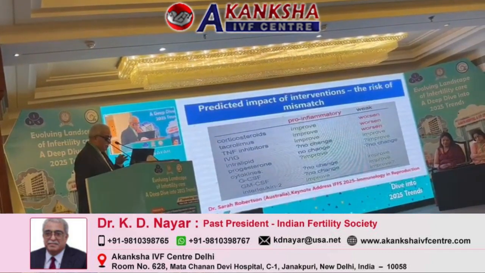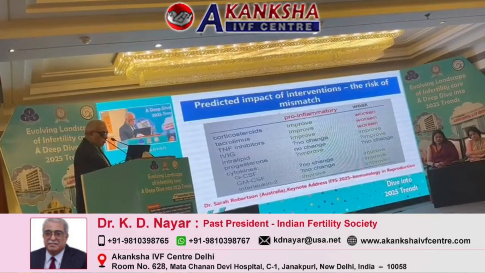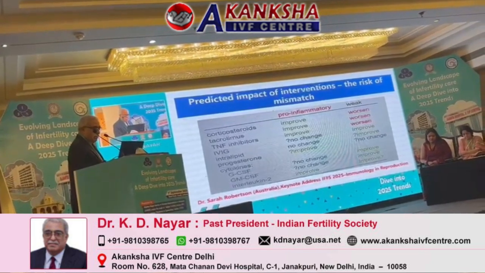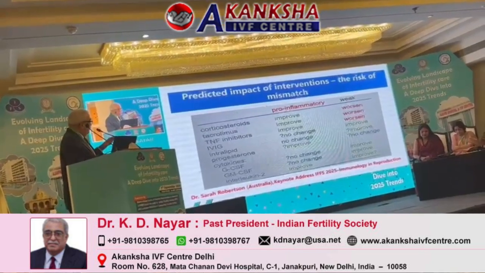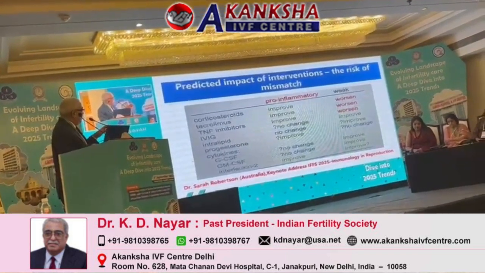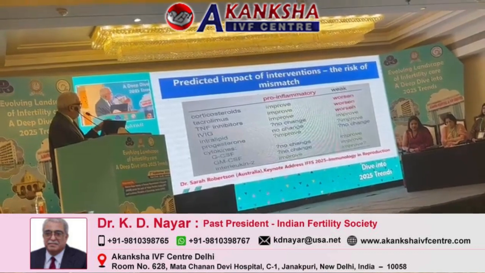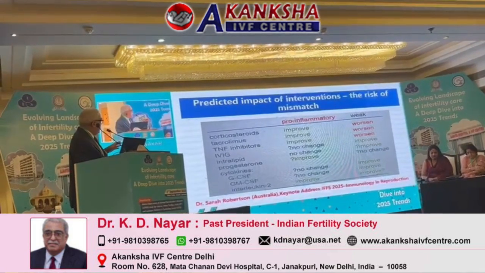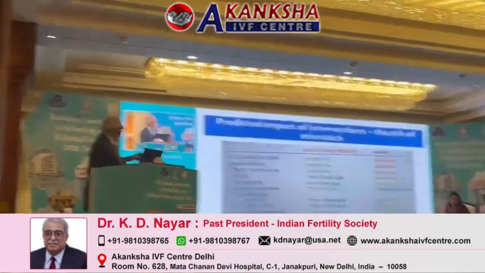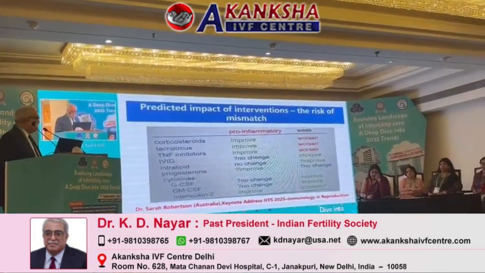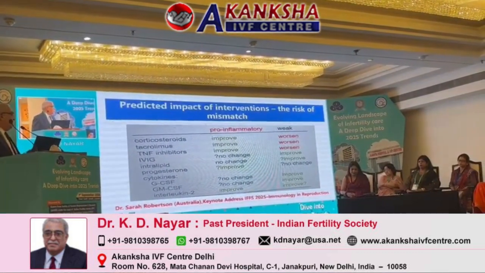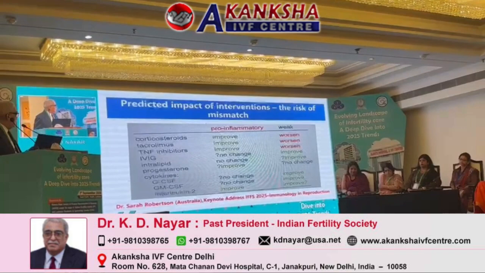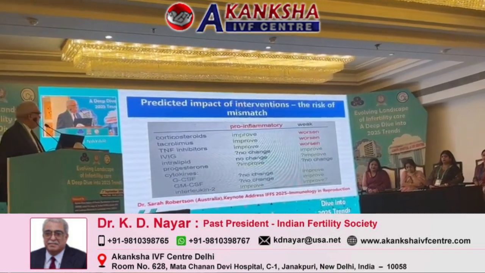Look at this slide, which I took from Dr. Sarah Robertson's lecture. The keynote address was at IFS 2025 in Tokyo. According to this slide, the patient either has an imbalance or a weak response. Imbalance is when there is pro-inflammatory activity, where corticosteroid, tacrolimus and TNF inhibitor can improve, while in a weak response all these things can worsen the condition. So you have to be very selective about which modality to use. Similarly, IVIG, intralipid and progesterone can improve the weaker response group, but not the pro-inflammatory group.